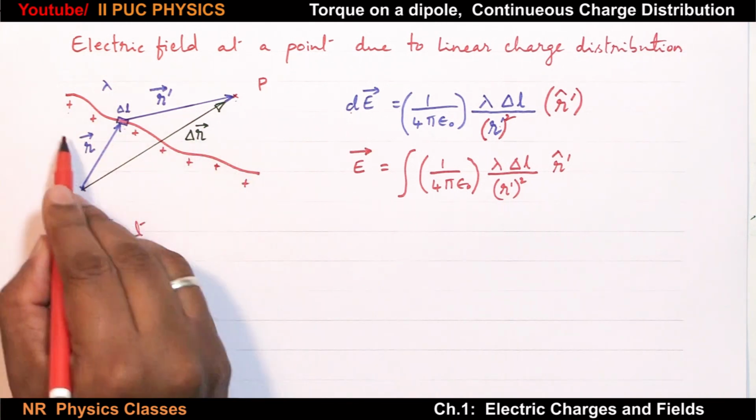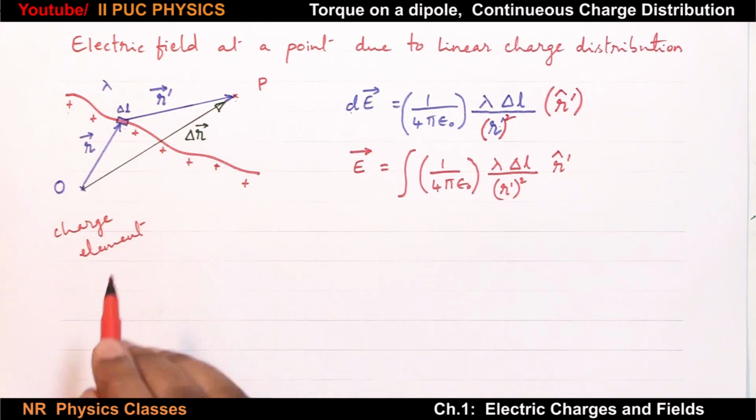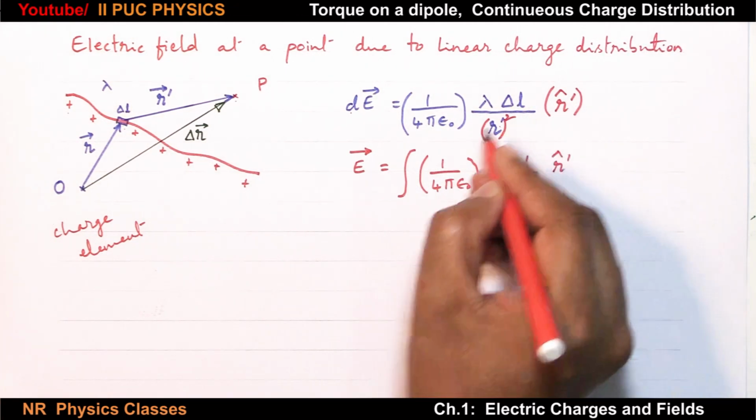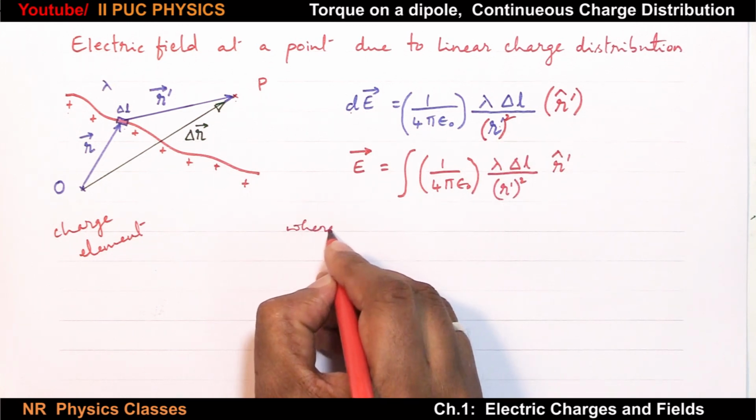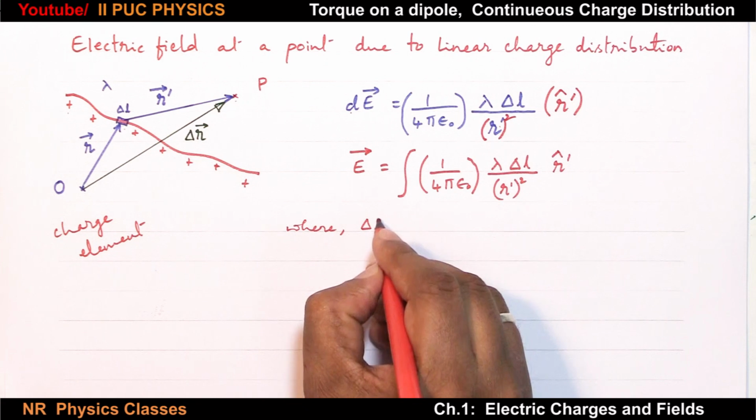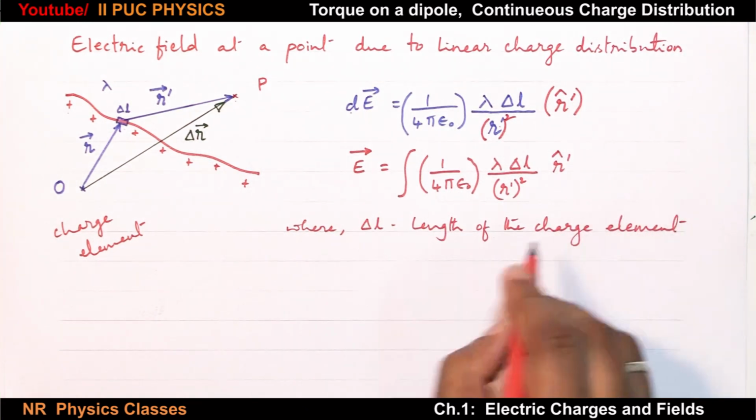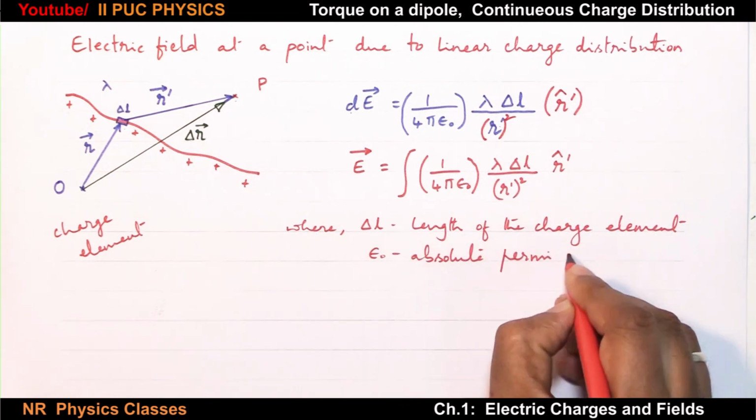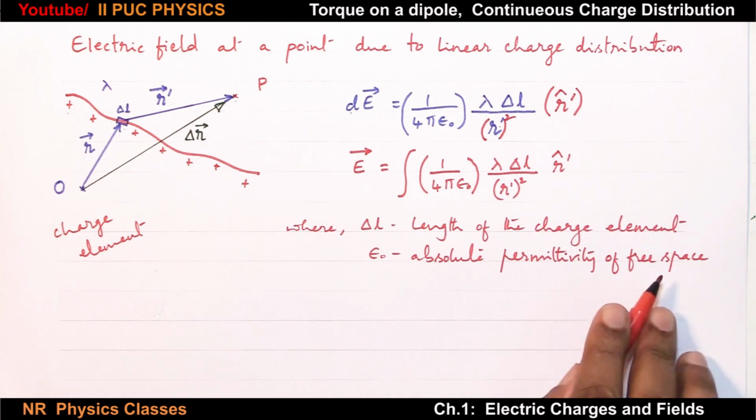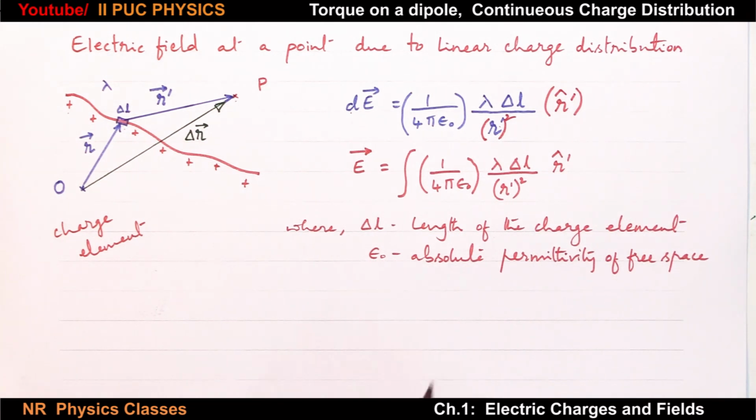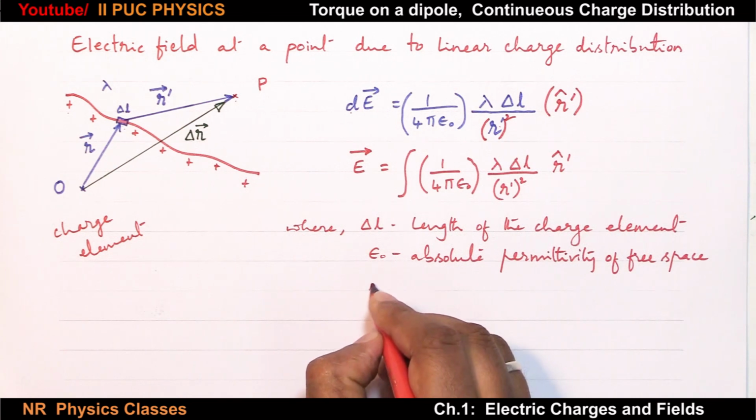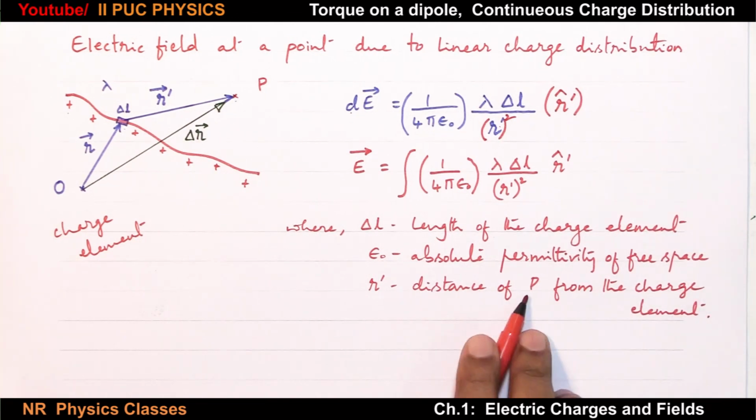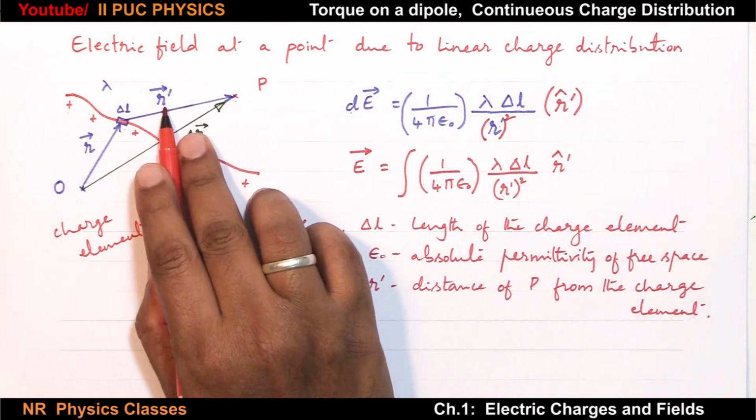After completion of the diagram, let me write a few more charges. Now here, what is delta L? For the sake of clarity, delta L is the length of the charge element. Epsilon naught, you know, is the absolute permittivity of free space. And what is R dash? R dash is the distance of P from the charge element, this distance.